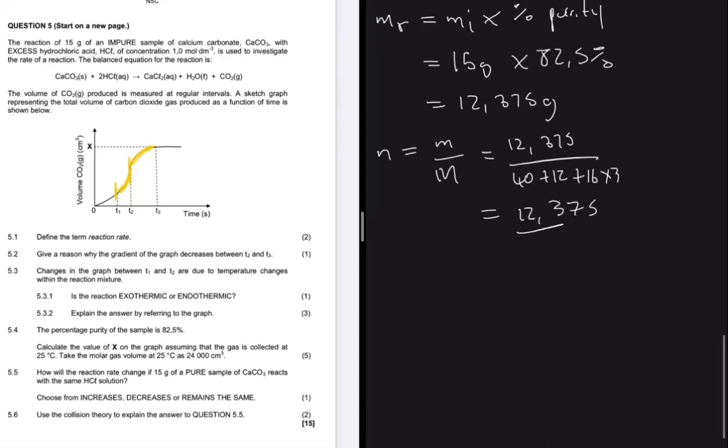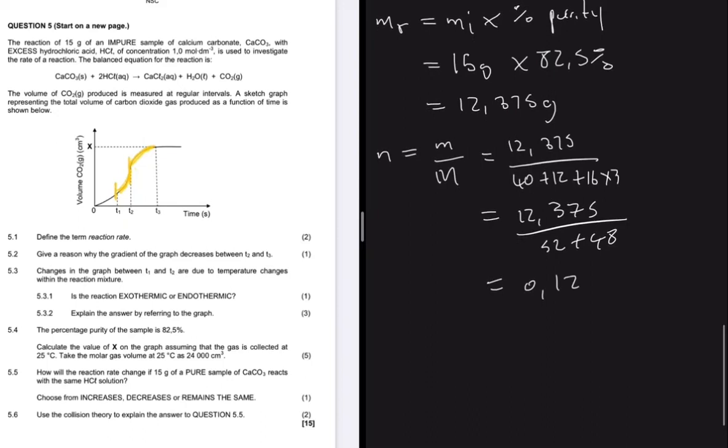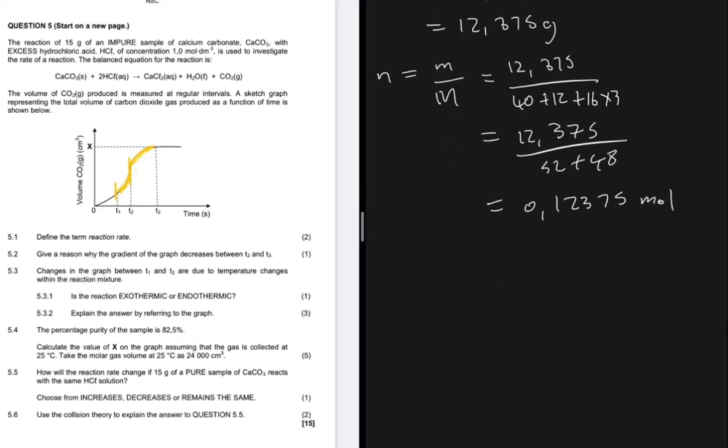12.375 divided by 40 plus 12, that's 52, plus 16, 32, 48. So we have 52 plus 48. So we just have 12.375 divided by 100, which gives me 0.12375 moles of calcium carbonate.